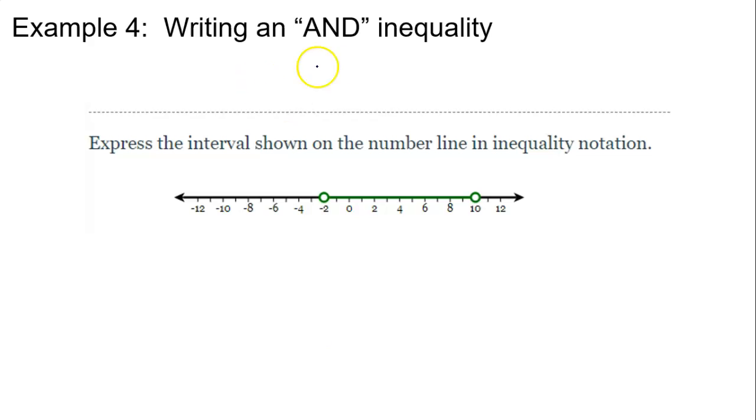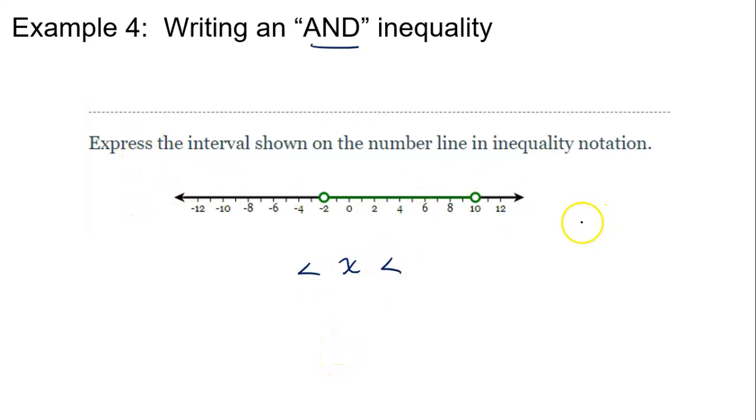Last example, we're going to talk about writing an and inequality. It says express the interval shown on the number line in inequality notation. This is a between problem, which is an and problem. I can have a number that is both larger than -2 and at the same time smaller than 10. So I want to show this in this way. It's always the same template every time.